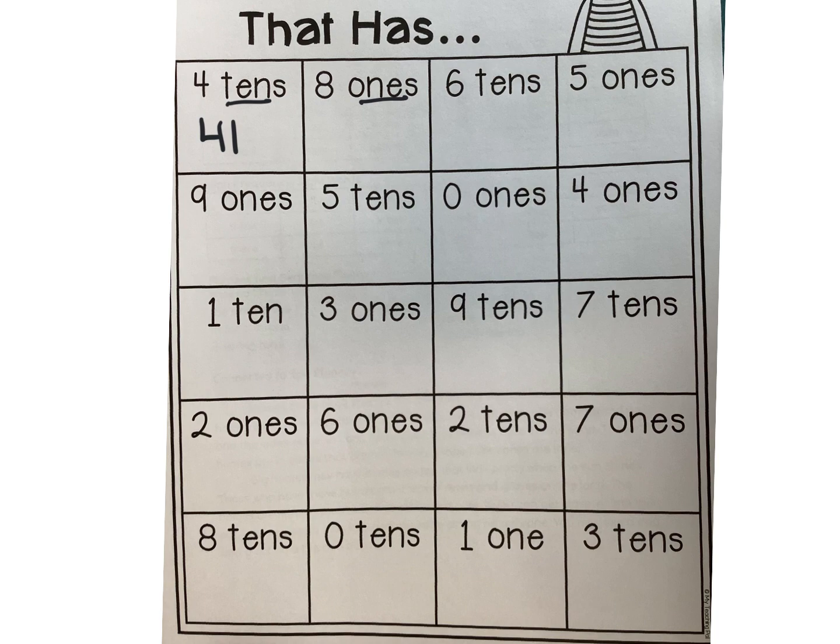The next one says 8 ones. That means I can write anything that has an 8 in the ones column. So like 28, 38, 48 when we count by unfriendly tens. So let's just say we're writing 28.